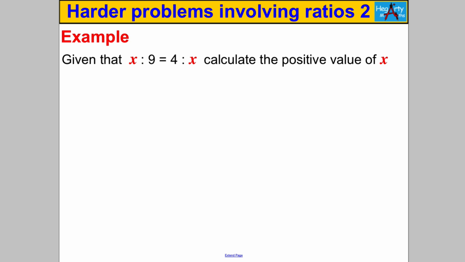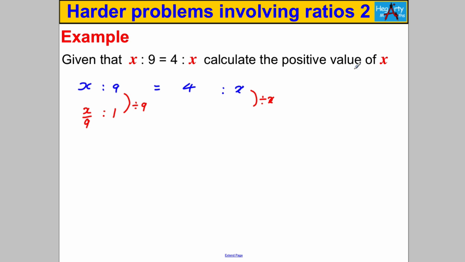Next one, pause the video, have a go. Right, same old stuff here really. We've got that x to 9 is equal to 4 to x, right? So I've got to make one of the sides 1. It doesn't matter which one, but why don't I just continually make the second number 1? So I'm going to divide by 9. So that will be 1, and I have to do that to this side, so it'll be x over 9. And this side here, I'm going to divide by x.